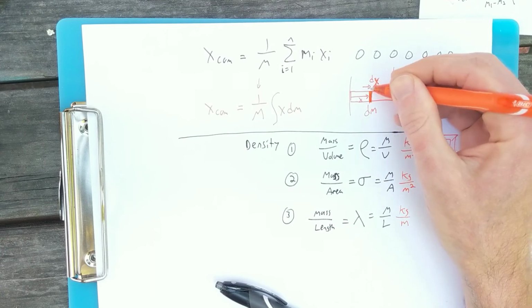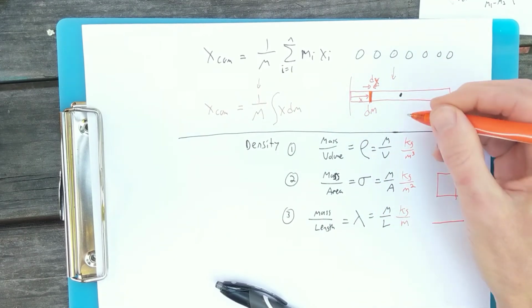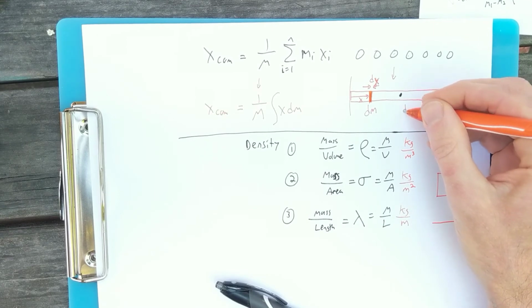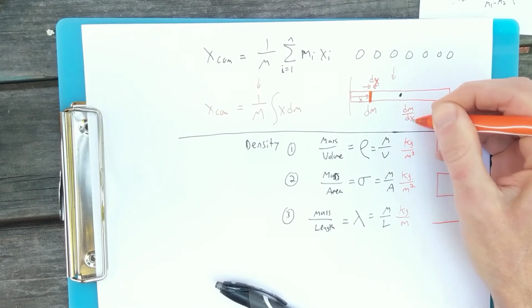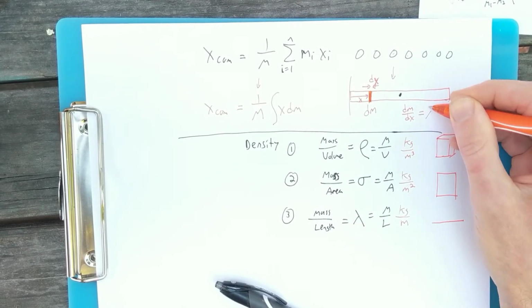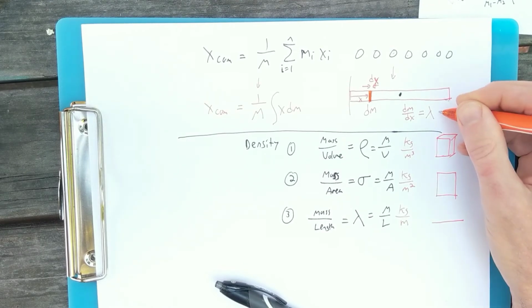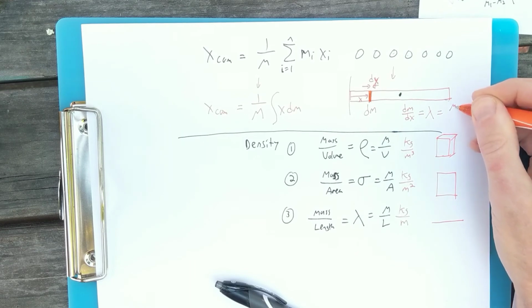So it's going to take up a little bit of dx right here. So this little bit of mass takes up a tiny, tiny little bit of space right here. What that means is we can actually express dm over dx, which is a mass per length. This is actually going to be our same length density, right here, which of course is going to be the same as the mass per length.